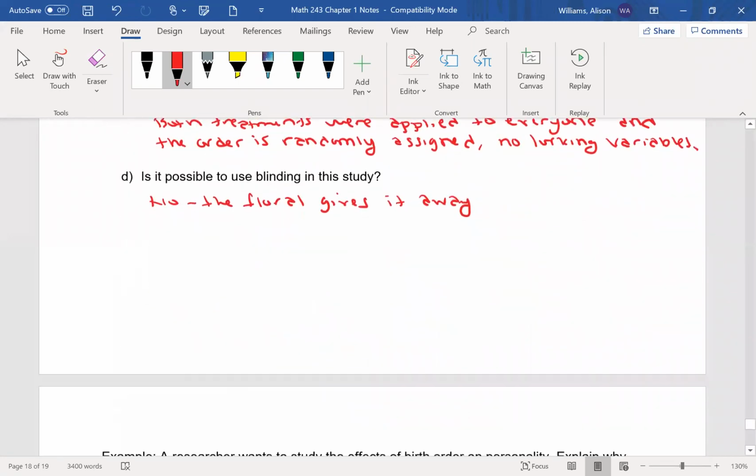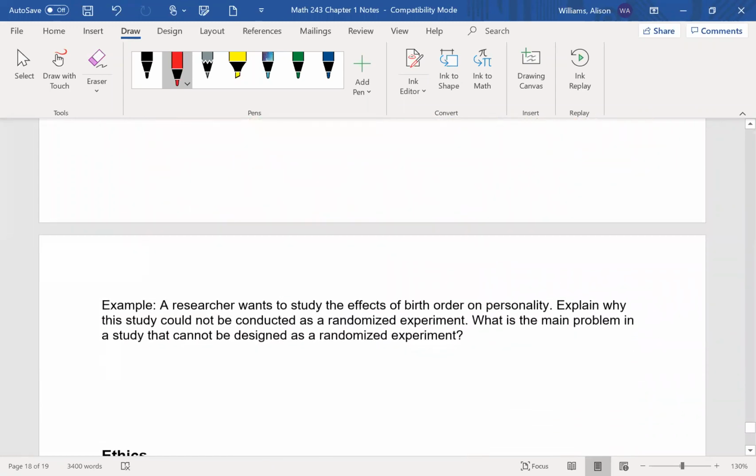Okay, so one more example to do. A researcher wants to study the effects of birth order on personality. Explain why this study could not be conducted as a randomized experiment. What is the problem in a study that cannot be designed as a randomized experiment? So, in this particular study, the explanatory variable is the birth order.